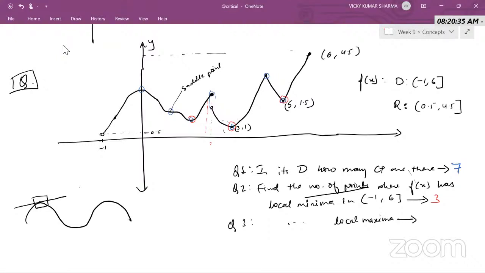So a tangent is a local property. Likewise, local maxima and local minima are again a local property phenomenon. So now you should be able to comprehend this.